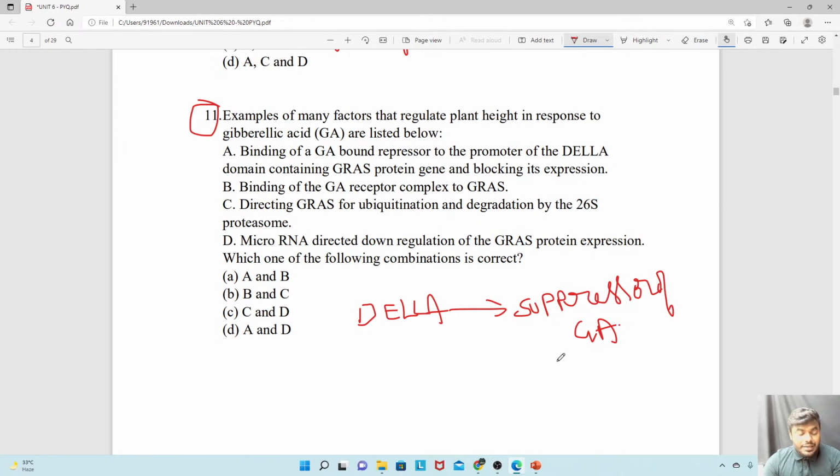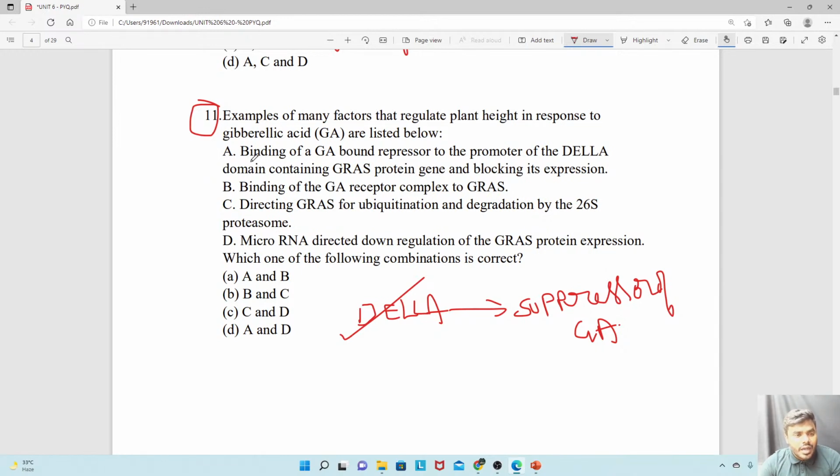Imagine, friends, listen to me carefully. If there is no gibberellic acid in the plant body, the DELLA repressor gets active. Once the DELLA repressor gets active, it suppresses gene expression. The DELLA repressor is activated only in the absence of gibberellic acid.